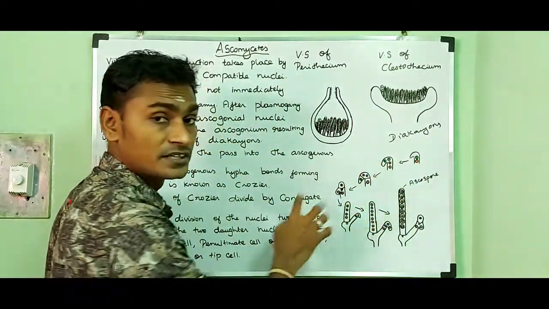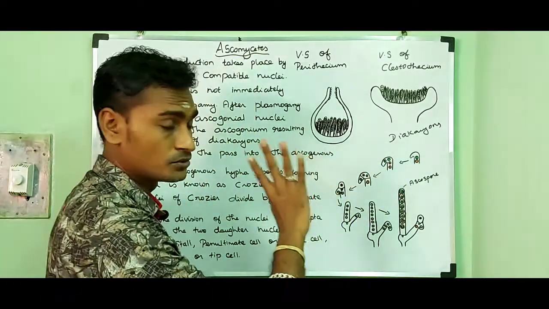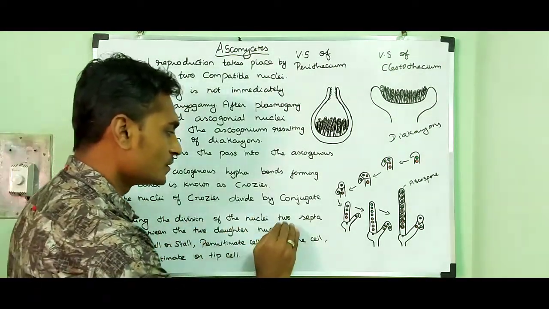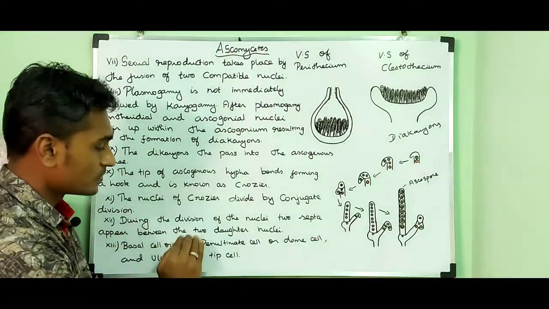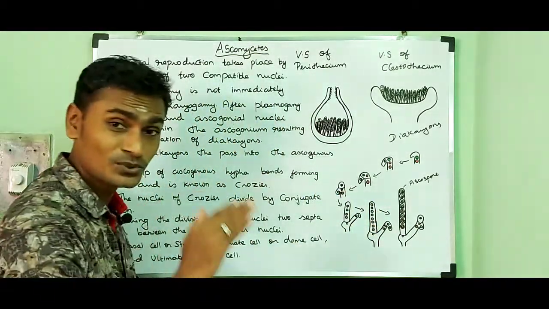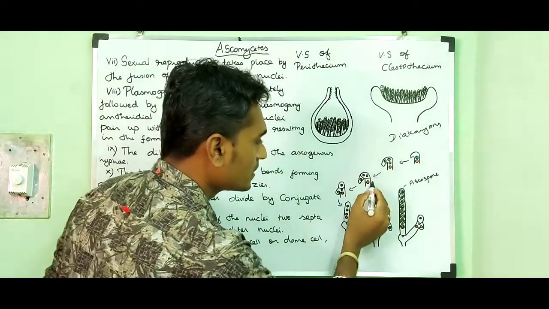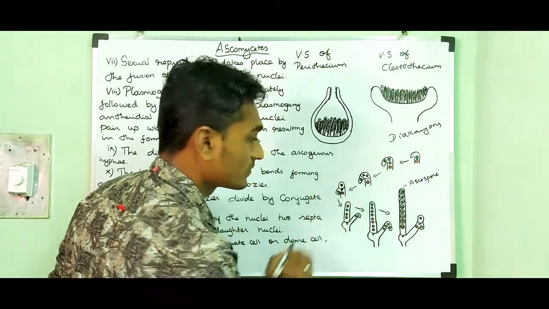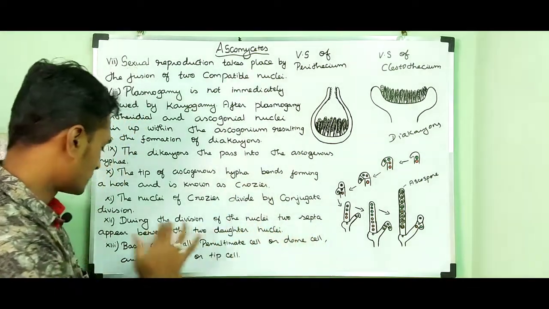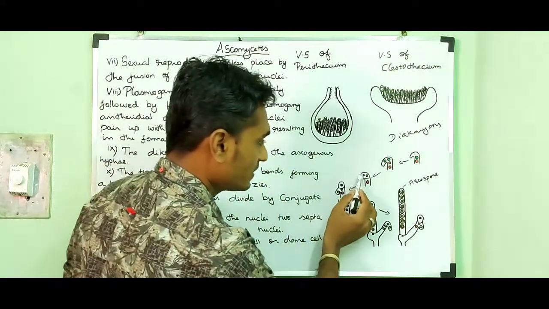In the second step, the nuclei are divided by conjugate division. So here you can find four nuclei. Then during the division of the nuclei, two septa appear between the two daughter nuclei. So here you can find two septa, two cross walls during that division. Here you can find the cross wall, and here also you can find the cross wall.